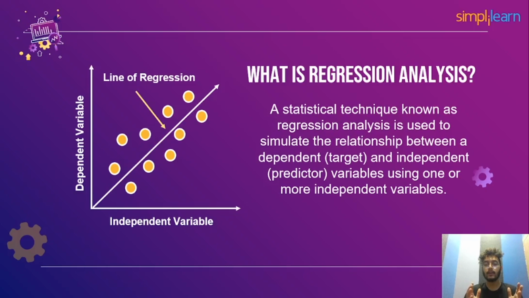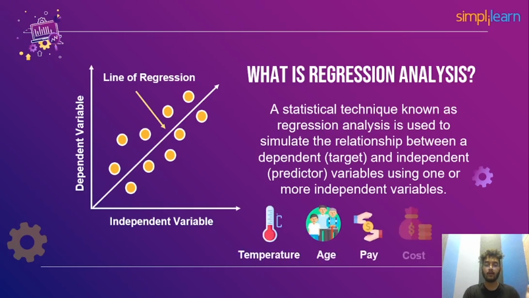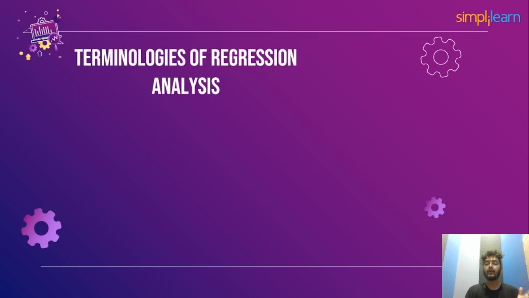Changes in the dependent variable's value correspond to changes in the independent variables. Predictions include values that are continuous or real, such as temperature, age, pay, and cost. There are some concepts or terminologies that must be understood in order to completely grasp regression analysis.